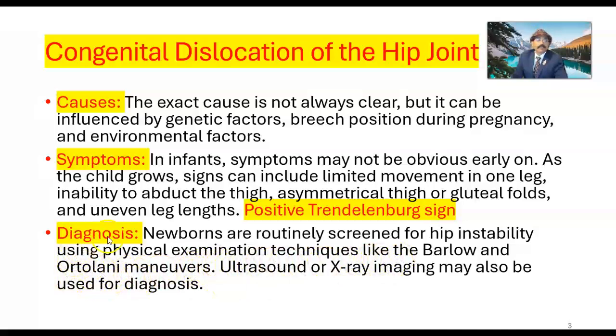For diagnosis, we have another test, the positive Trendelenburg sign. One of the limbs will sag down in standing position. Newborns are routinely screened for hip instability using physical examination techniques like the Barlow and Ortolani maneuvers. Ultrasound or X-ray imaging may also be used for diagnosis.